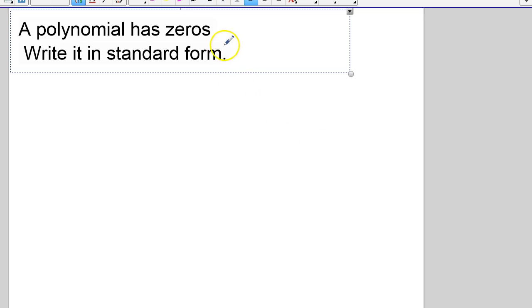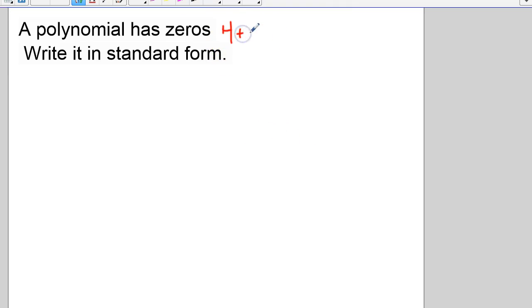This time, my zeros are going to be 4 plus radical 5 and the number 3. What I know is 4 plus radical 5 is an irrational number, and this zero has to have a conjugate. So 4 plus rad 5 is the zero. Its conjugate is 4 minus rad 5. And then I've got a zero of 3. So when I set x equal to these things.